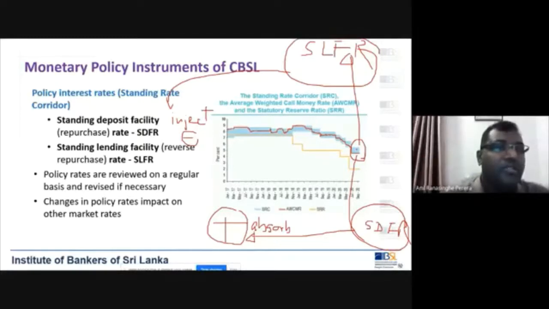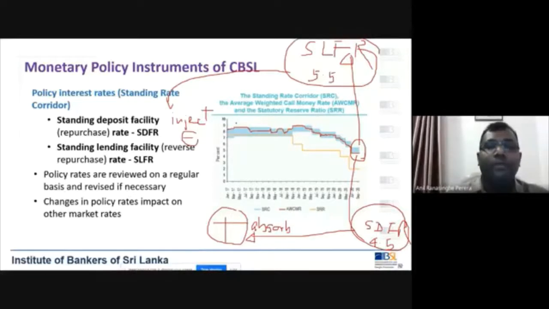So in your exam, this is a very famous question. What are the current SDFR and SLFR rates? Now currently SLFR in Sri Lanka is 5.5, SDFR in Sri Lanka is 4.5. So in this blue diagram, the lower bound is 4.5, the upper bound is 5.5.